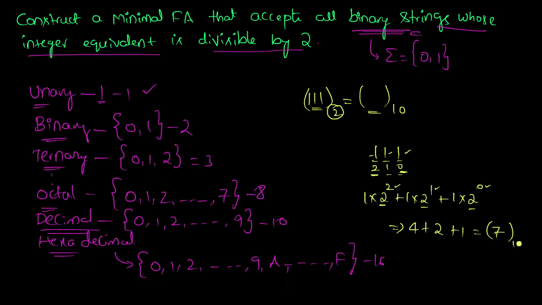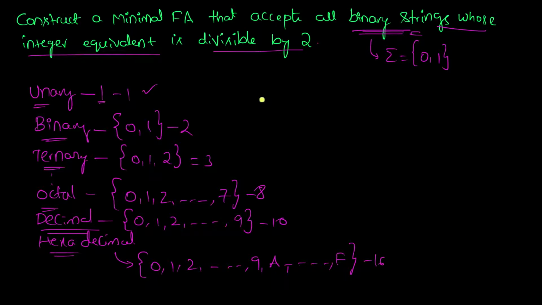So this is in decimal number, right? This is decimal. Let's take another example. Let's say we need to find the decimal equivalent of 1001, which is our binary number, right? We need to find the decimal number. So how do we do that?